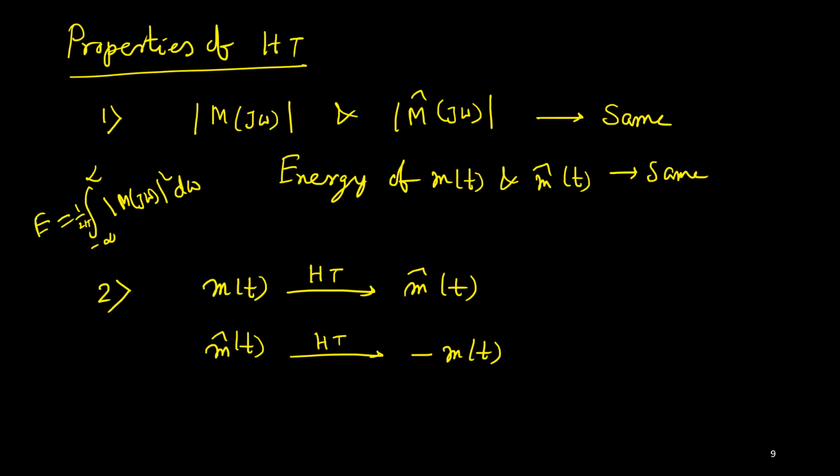Right? So this implies that, so m double hat, if I consider m hat again hat, means then we'll get minus m(t). Right? Third property. Okay. There are lots of properties, so I'll be discussing only very few.